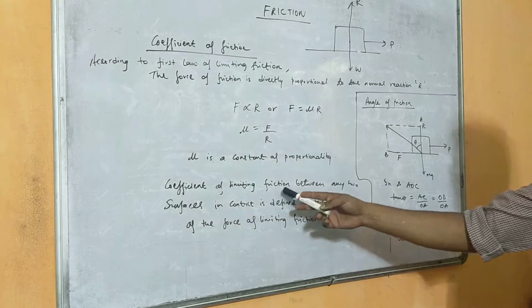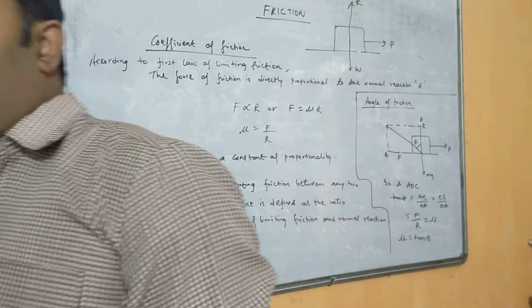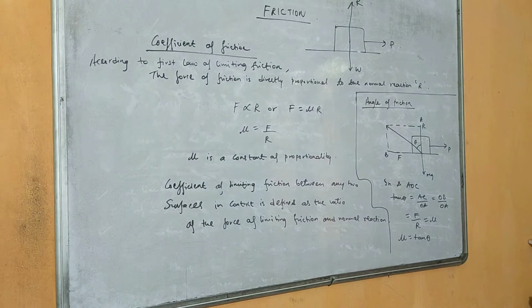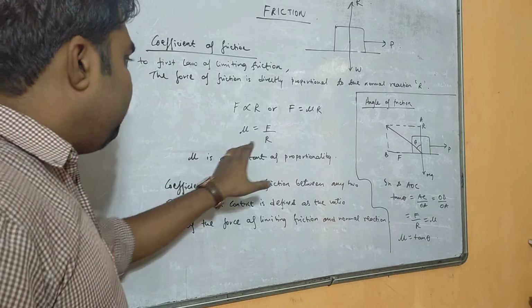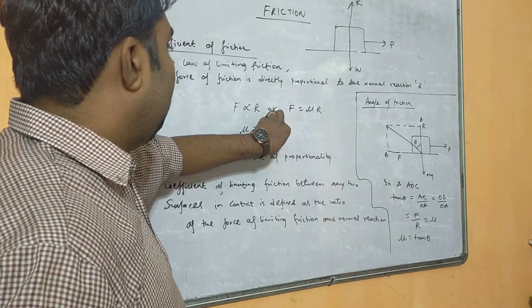So the coefficient of limiting friction, you see I have noted down here. The coefficient of limiting friction is said to be the constant of proportionality between the friction between any two surfaces in contact and the normal reaction. Now you see, this is the mu, that is F by R. We got this constant of proportionality.